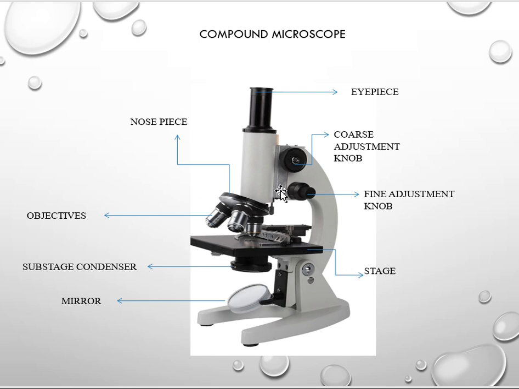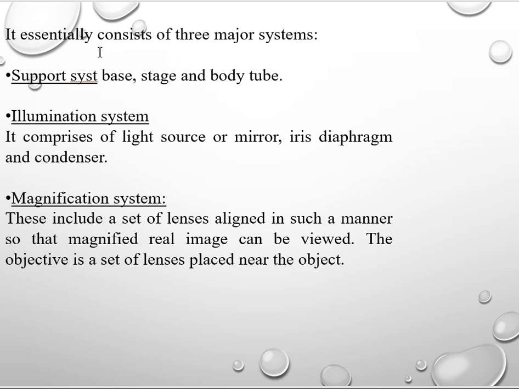Then you have the magnification system in which there will be lenses. Magnification system में क्या आएगा? Lenses. Let's move ahead. As I said, it consists of three major systems. Support system में you have body, stage, and body tube. Illumination में you have light source, mirror, iris diaphragm, condenser. Magnification में set of lenses जो object को magnify करने में काम आएगा.